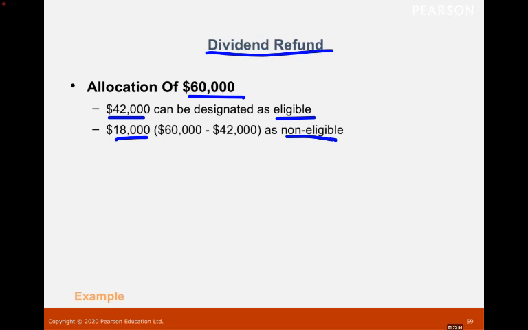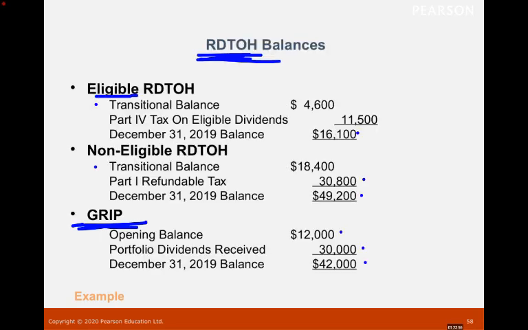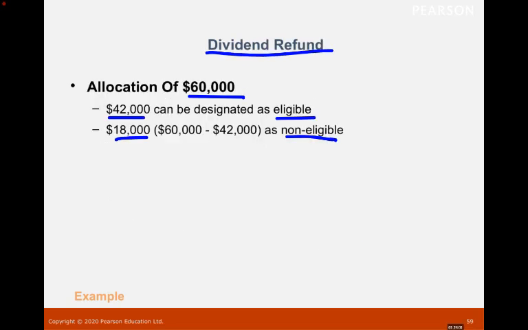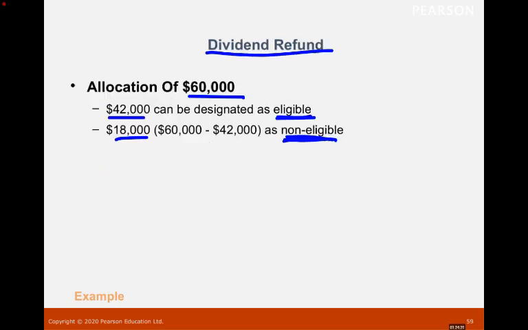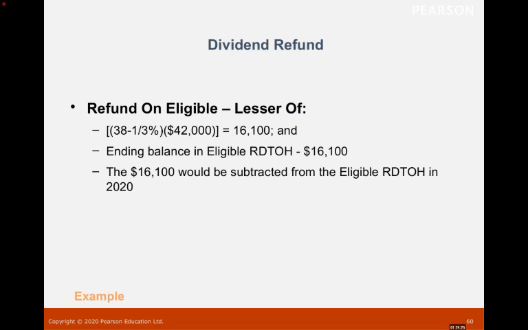Remember, because we are tracking an eligible pool and a non-eligible pool, when we pay the dividends, we always have to keep track of those dividends regardless, but as we're paying them, that's going to affect our dividend refunds because the refundable tax on hand is in two pools. It has to come out of those pools. So then we can do the dividend refund.